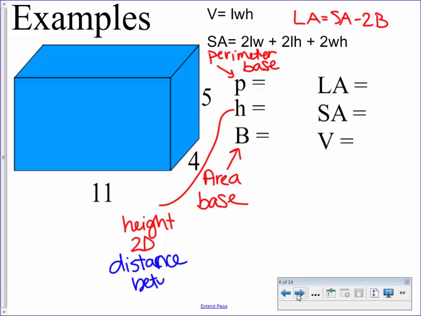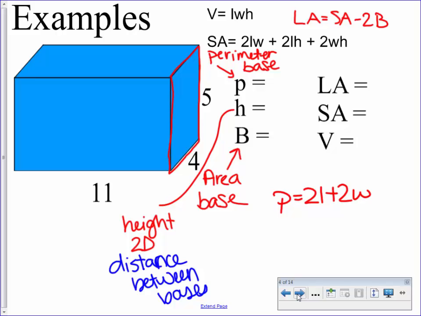So we're going to fill in our P, our H, and our B first, and then we'll move on to the formulas. So first off, we need to determine what our base is. Our base here is this side with the sides 5 and 4. So perimeter of a rectangle is on your formula sheet: perimeter equals 2L plus 2W. So the perimeter is 2 times your length 4 plus 2 times your width 5. So you'll get 8 plus 10 gives us the perimeter of 18. So that's the perimeter of our base.